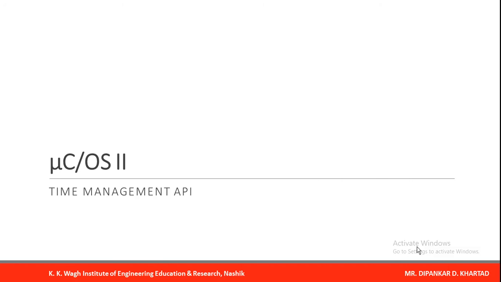Hello everyone. In this video, we will discuss the time management API. Time management means if you want to delay one task for some time, if you want to delay any task for a particular time. So we will cover that in this video, and we will also cover the syntaxes used in MuCOS 2.